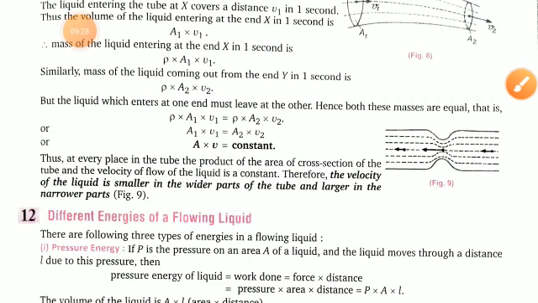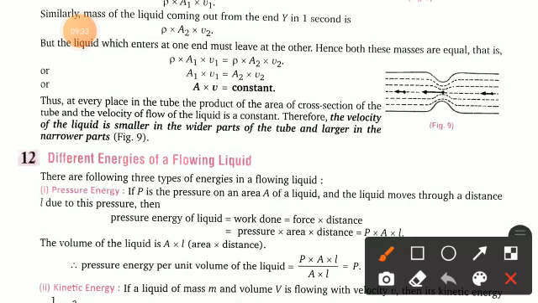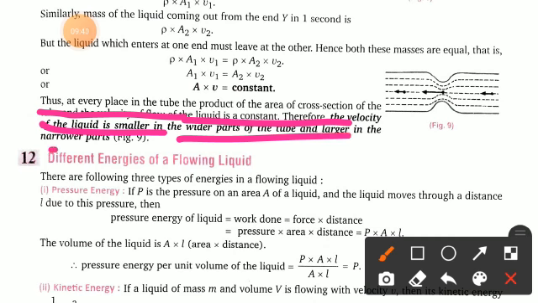So this is the principle of continuity. At every place in the tube, the product of the area of cross section of the tube and the velocity of the flow of liquid is constant. Therefore the velocity of liquid is smaller in the wider parts of the tube and larger in the narrower parts.